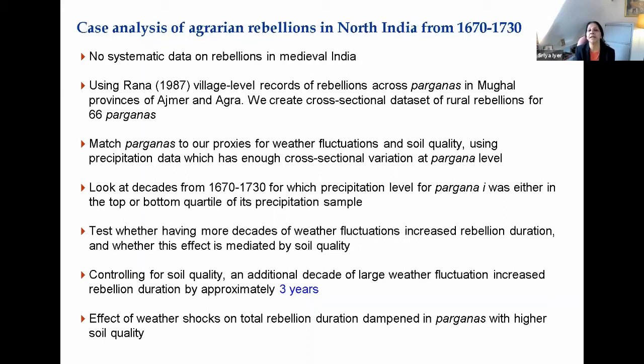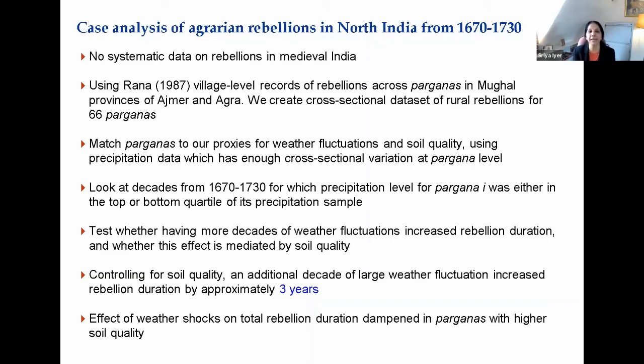We create a cross-sectional data set of rural rebellions for 66 Parganas, and then we match the Parganas to our proxies for weather fluctuations and soil quality, this time using the precipitation data, which has enough cross-sectional variation at that Pargana level. We're looking obviously at a much more limited period than our entire period. It's just 1670 to 1730, for which we have the precipitation level for Pargana I, and we look at whether it was in the top or bottom quartile of its precipitation sample.